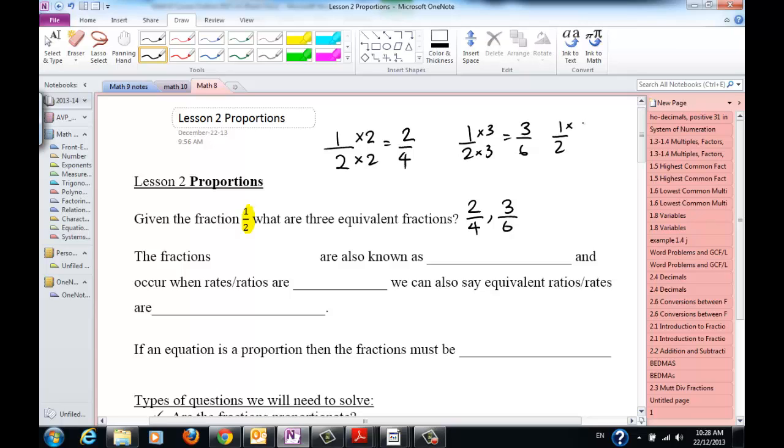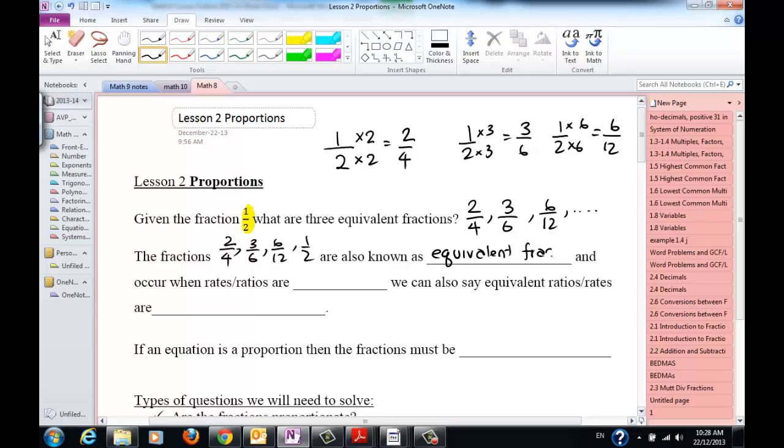I could also do a half multiplied by, let's go 6. So I get 6 over 12. Notice that if I divide both by 6, I still get a half. And there's, of course, lots of them. So these fractions, 2 over 4, 3 over 6, 6 over 12, 1 over 2, are also known as equivalent fractions.